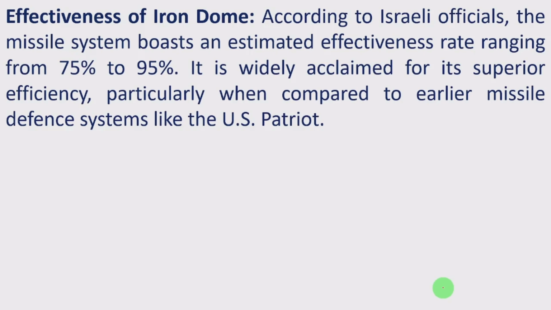Effectiveness of Iron Dome. According to Israeli officials, the missile system boasts an estimated effectiveness rate ranging from 75% to 95%. It is widely acclaimed for its superior efficiency, particularly when compared to earlier missile defense systems like the US Patriot.